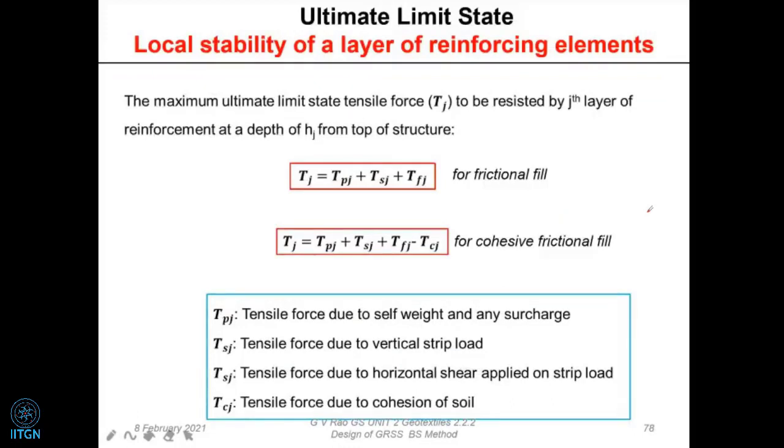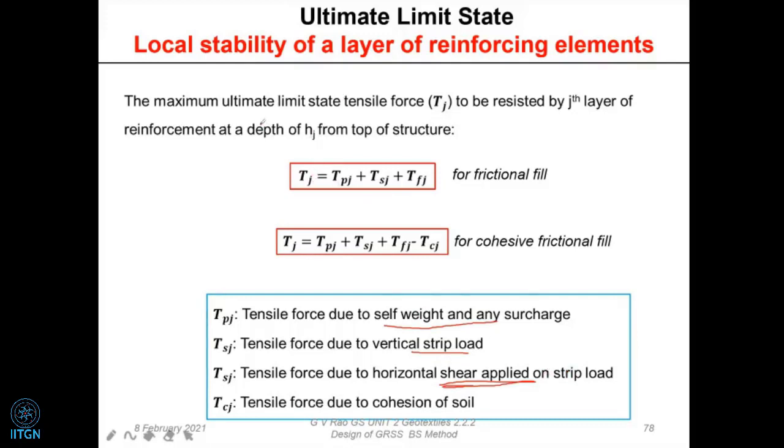So what is the tension we are going to require? Tension will naturally be due to three things, which are mentioned here: the self weight, any such vertical strip load, and horizontal shear applied load or strip load. Of course, we also consider tensile force due to cohesion of the soil because it's negative actually. So we have to consider all of them. So for friction fill, it will be TPJ plus TSJ plus TFJ. It looks very complicated, but it's very simple. Self weight only, vertical strip load only, or any other horizontal shear also. All of them are combined together.